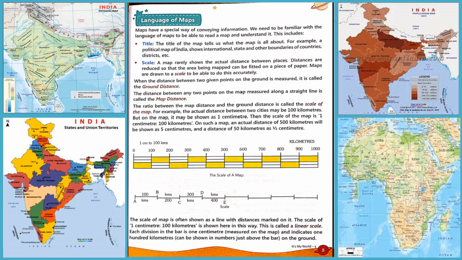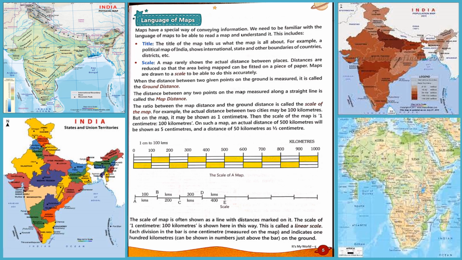This includes title. The title of the map tells us what the map is all about. For example, a political map of India shows international, state and other boundaries of countries, districts, etc.